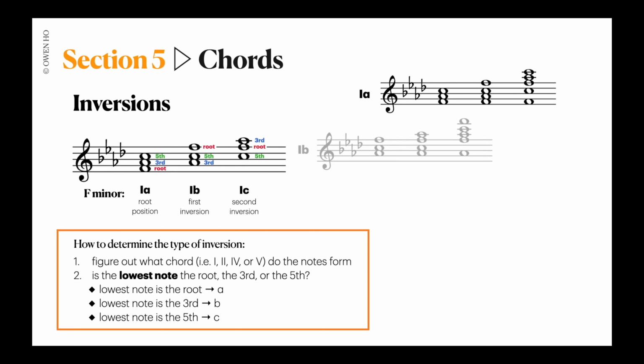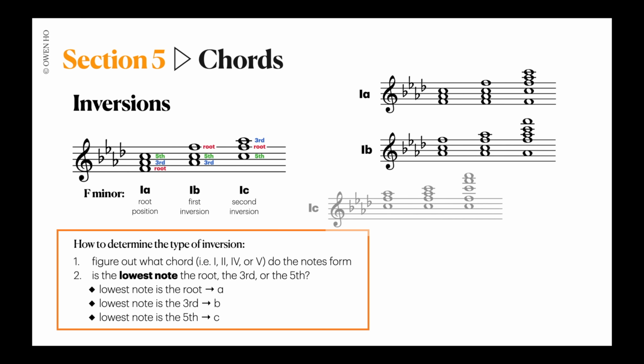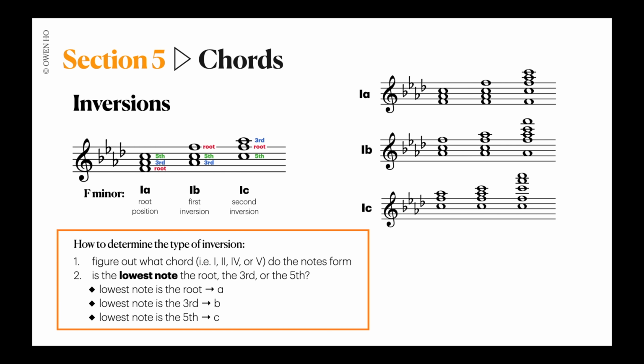The same logic applies to the first inversion and the second inversion chords. All these notes here are either F, A flat, and C, and they are all the same F minor 1 chord that we know, only that in the 1B chord, all the bass notes or the lowest notes are the A flat, and all the bass notes in the 1C chord are the C notes, and that's what distinguishes the type of inversion.